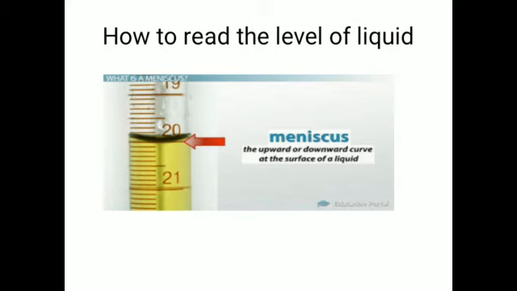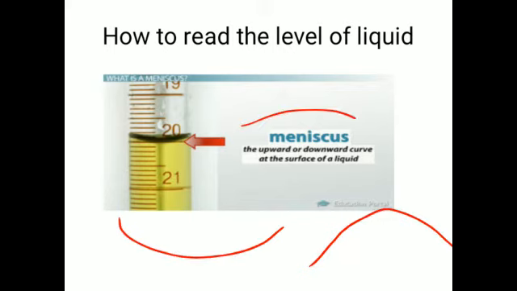Now when we use these glass apparatus to get the volume of liquids, we need to take the proper reading. And you know, whenever we fill water in some closed vessel, it gets a curved shape. This curve level may be upward, may be downward. This is an upward level and this is a downward level. We call it a meniscus.